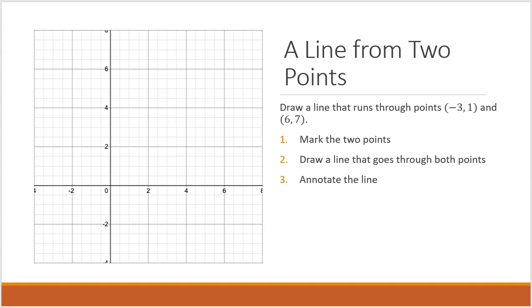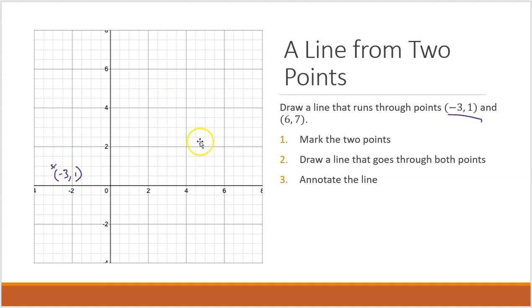So looking at -3 and 1, I'm going to find -3 on the x-axis. So it is going to be -1, -2, -3. Then I've got to go up 1 to here. So I'm going to mark that as such, and I'll label it -3 and 1.